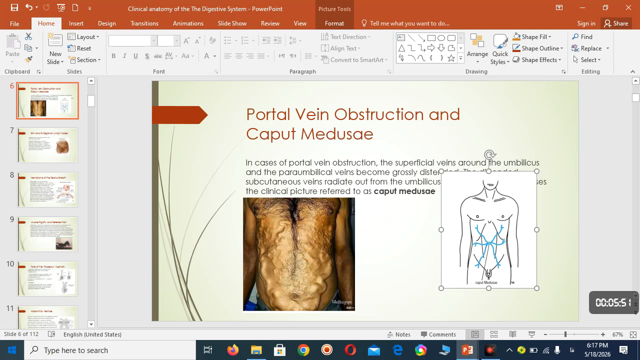In a normal person, we cannot see these veins in the abdomen, because in a normal person the blood in these veins is very decreased, and we cannot see them. But when we have a pathologic condition like this, obstruction of the portal vein, the venous blood accumulates in these superficial veins, and these veins dilate and can be seen like this. This is a disease.